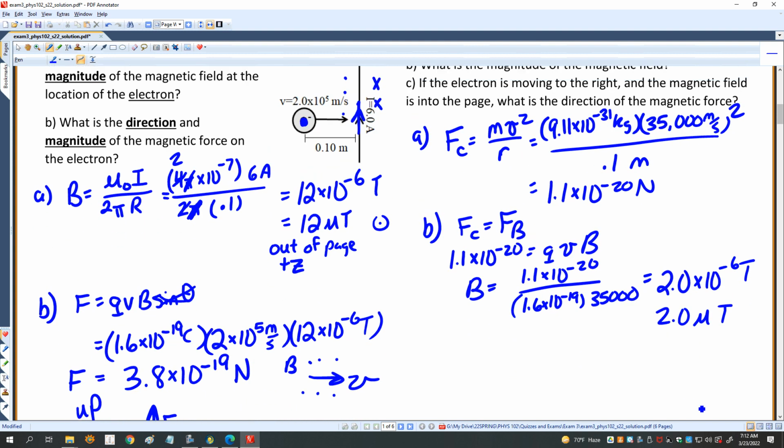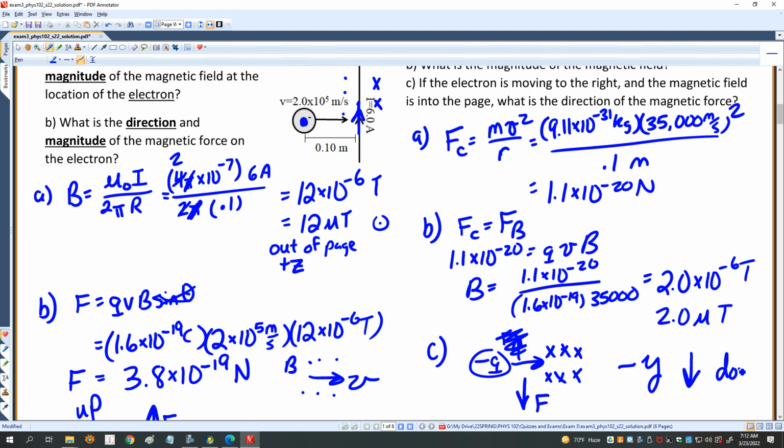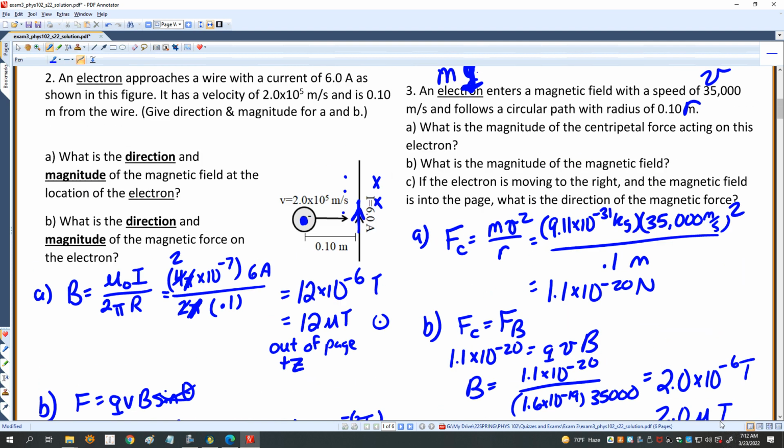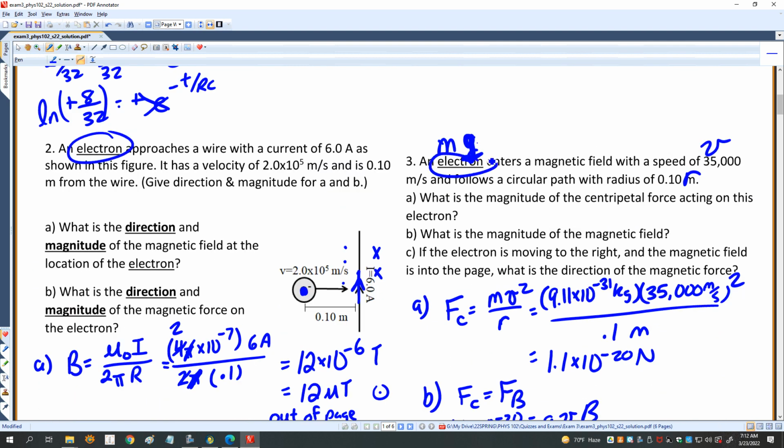And then if the electron is moving to the right, so I have this negative charge, an electron moving to the right, and the magnetic field is into the page, I want to know the direction of the magnetic force. This gives me a force that is up, but it is a negative particle, so the force is down. So I could say negative y, or I could say down. Any one of those would be okay. Be careful on both of these that we're dealing with electrons. That's why I underlined and highlighted and drew attention to that. I think I even mentioned it in class.